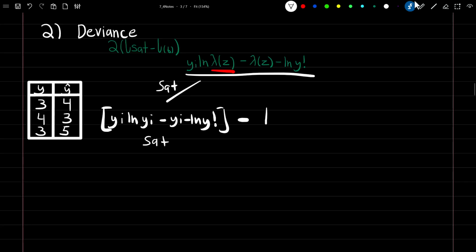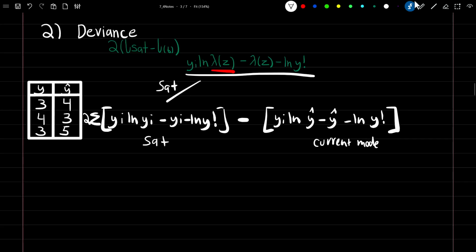And then this is going to be minus yi times the log. Now since we're using our current model, we're going to use our predicted values from our current model, or y hat, minus our predicted value, minus the log of y factorial. This is the current model. If we sum these values up over each observation and multiply by 2, this will give us our deviance value. Now we can simplify this equation to instead be 2 times the summation of yi times the log of yi minus the log of our predicted value, minus yi plus our predicted value.